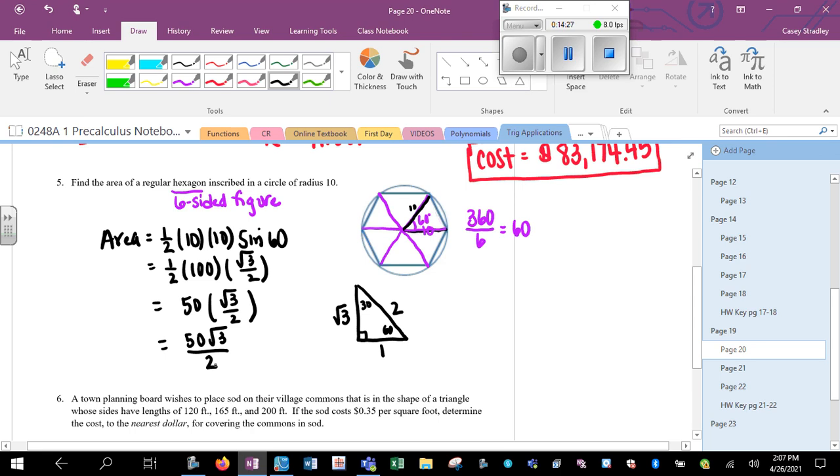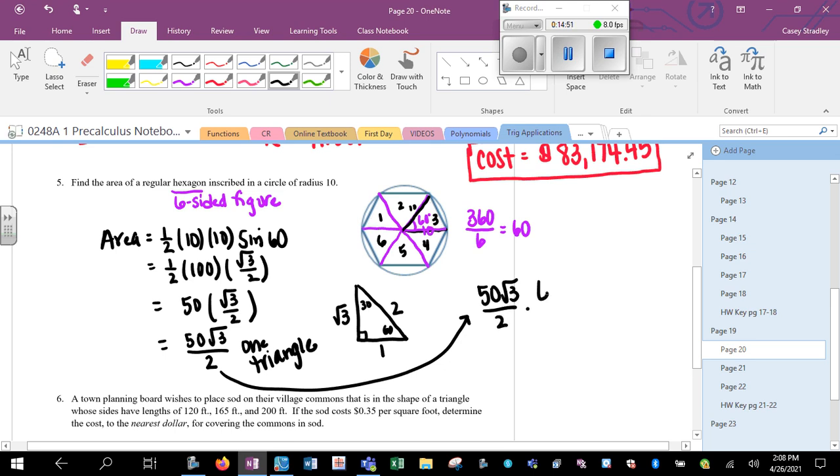Now, that's only one of them. So keep in mind, this is one hexagon. Or, I'm sorry, one triangle. Goodness, one triangle. We want to find a hexagon. How many did we have? 1, 2, 3, 4, 5, 6 of them. So let's take this value here, multiply it by 6, reduce. Looks like our area is 150 root 3.